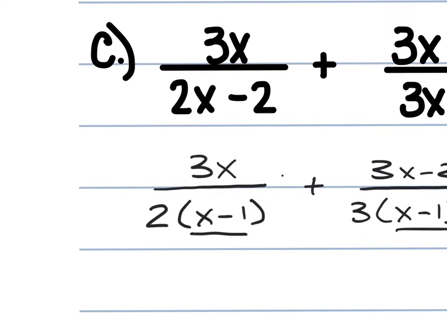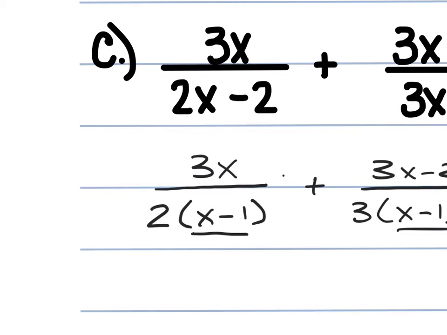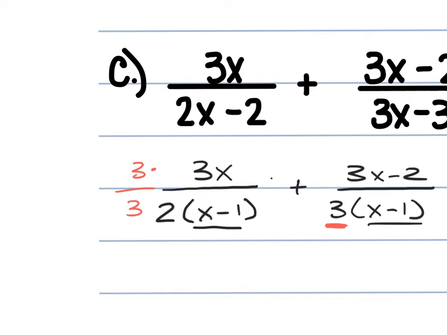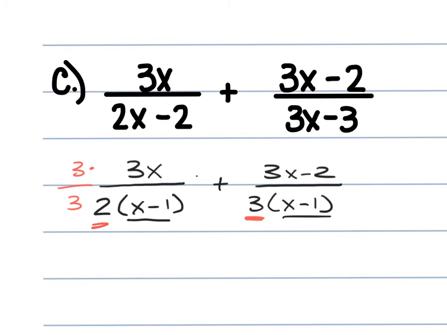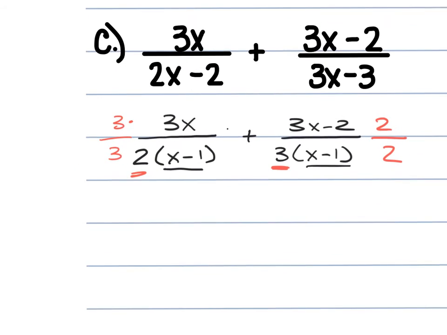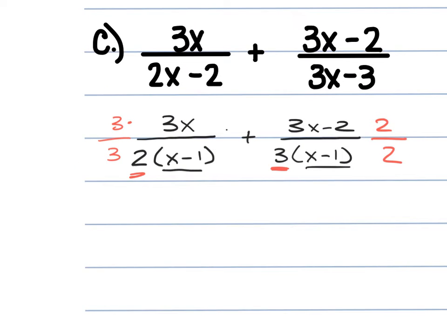But the one on the left needs to be multiplied by what on top and bottom? What is it missing? It's missing that 3 there. The one on the left does not have a 3 that it's being multiplied by. What is the one on the right missing? 2. A 2. So that's what we're going to do to each of them. The left one is going to get multiplied by 3 over 3. And then the right one is going to be multiplied by 2 over 2.